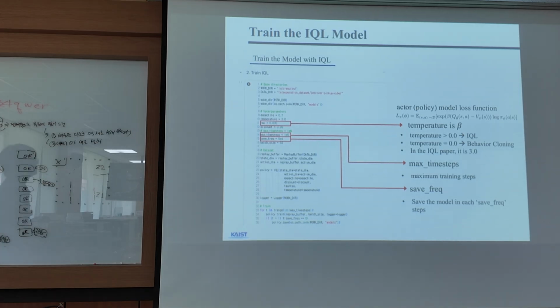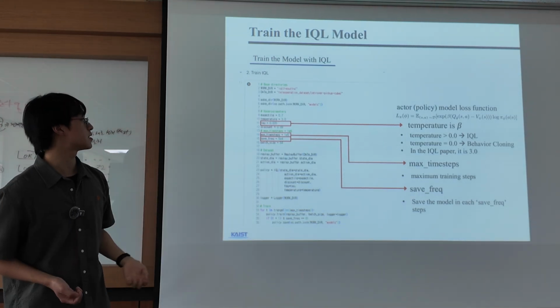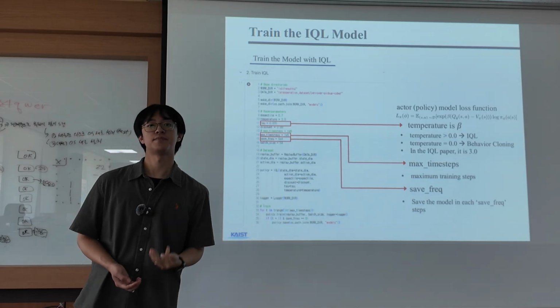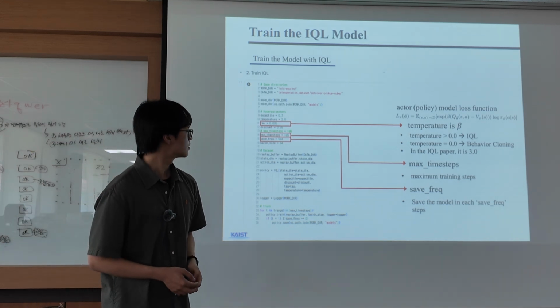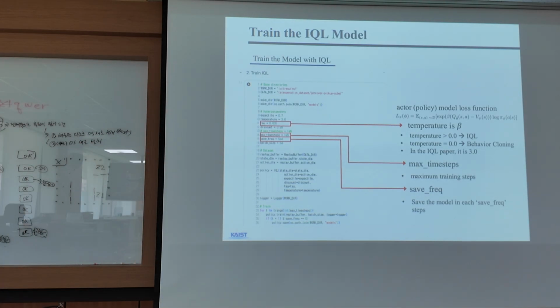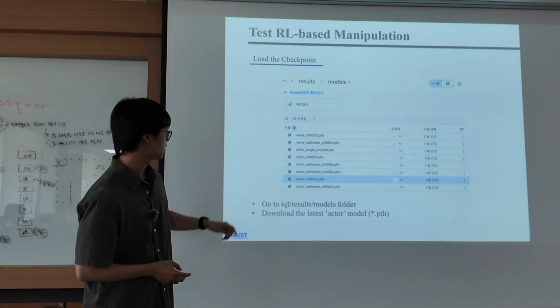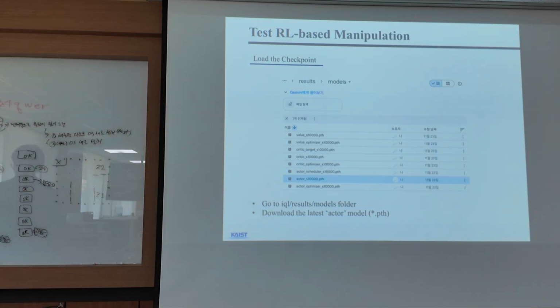Basically, it will be trained using only these hyperparameters, but you should consider the batch size and the number of epochs to train, because the dataset size would differ from yours. So train using this code. After the training is over and the checkpoint is saved, you can take this actor checkpoint file and bring it back to the robot.